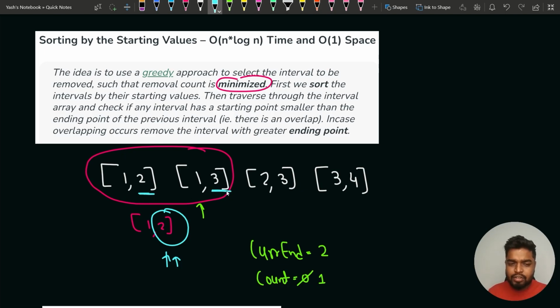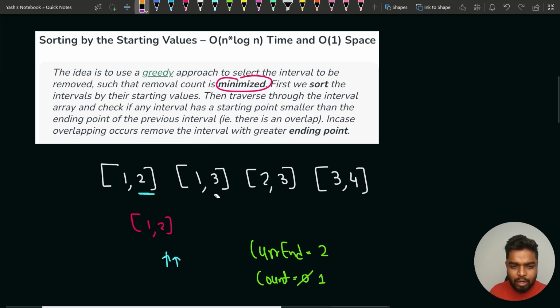Why do we take the minimum? Because if you take the minimum, then chances of overlap with the future intervals will be lesser. But if you take the maximum one, then chances of overlap of that interval with the future intervals will be higher. So that is why you should choose the minimum. So now you can assume that you have got 1 comma 2 here instead of these two intervals.